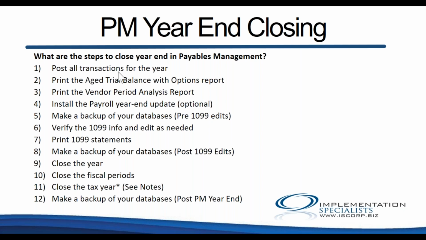Make a backup of your database pre-1099 edits. Verify the 1099 info and edit as needed and print those out. Then make another backup called post-1099 edits. The reason for the double ones is depending on how much work you have to do. If something happens during that year-end close, we don't want to have to go back to pre-1099 edits. So having that after the 1099 edits can save you a lot of time if the worst happens.